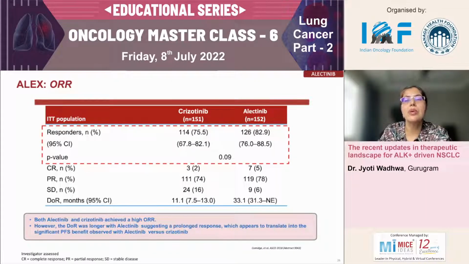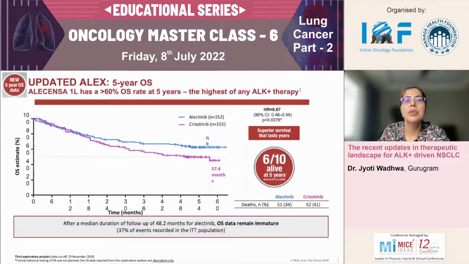So we often look and get impressed with the overall response rates, but the duration of response is also very, very important and sometimes much more important. So if you notice here, there wasn't much difference in terms of overall response rates. Crizotinib led to a response rate of 75% versus 83% with alectinib. But you would notice here that the duration of response was almost triple with alectinib, to the tune of 33 months compared to only 11 months with crizotinib. So it's quite durable. The response is achieved in very many more patients, and it's durable as well.